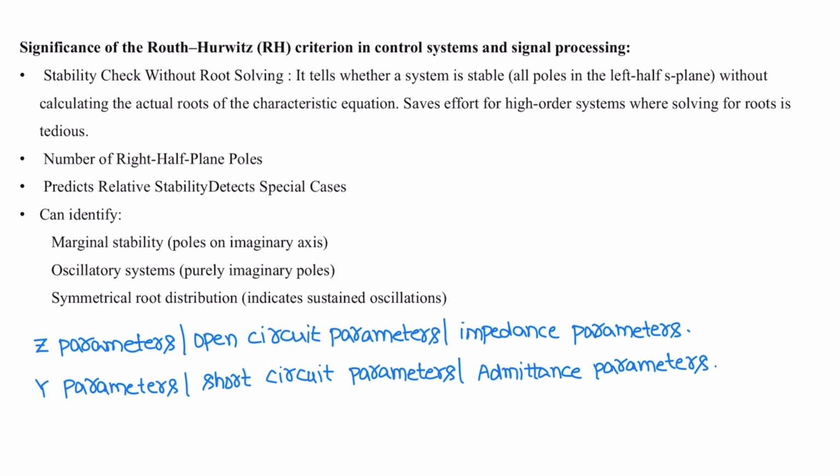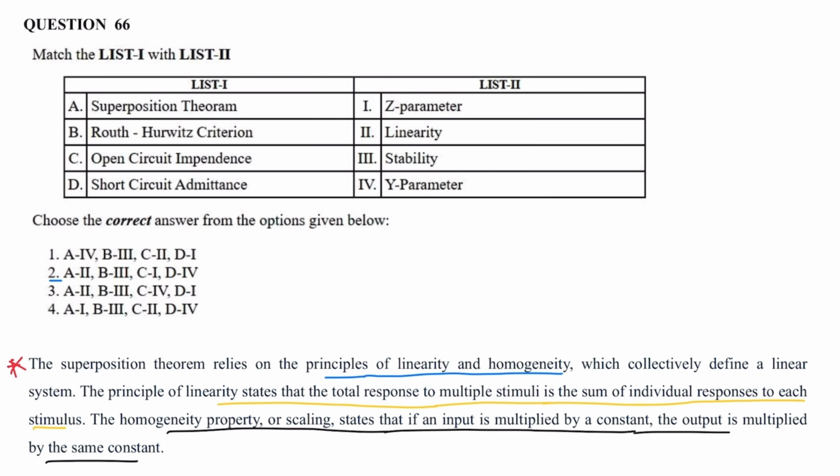Significance of RH criterion is stability check without root solving. This RH criterion is used for checking the stability without solving the roots. It tells whether the system is stable without calculating the actual roots of a characteristic equation. To calculate the number of right hand side plane poles. Z parameters are open circuit parameters or impedance parameters. Y parameters are short circuit parameters or admittance parameters.